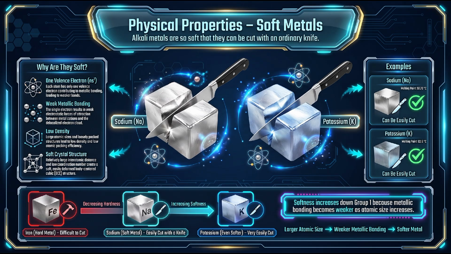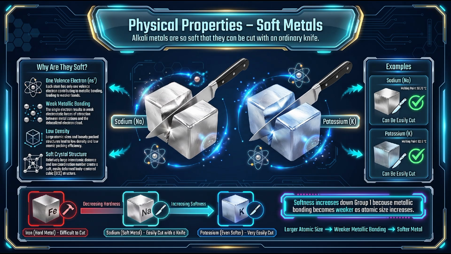When the metal is freshly cut, the surface appears bright and shiny with a beautiful silvery metallic luster. However, this shiny surface quickly becomes dull because the freshly exposed metal reacts rapidly with oxygen and moisture present in the air, forming a thin layer of oxide on its surface.